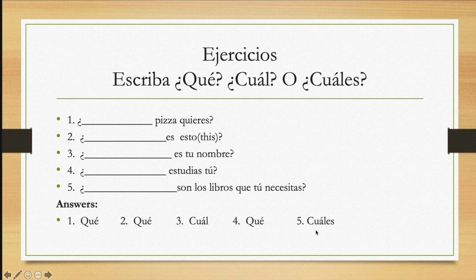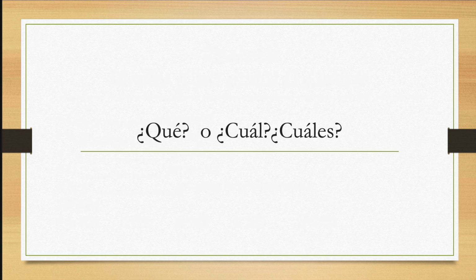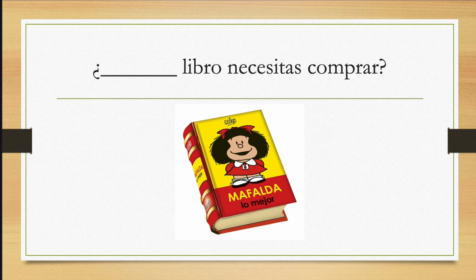So I say, ¿cuáles son los libros que tú necesitas? Which ones are the books that you need? Or what books do you need? Más ejemplos. A ver, díganme, ¿qué o cuál o cuáles? Ustedes díganme, ¿qué o cuál? ¿Qué libro necesitas? Right? It's a noun, book.